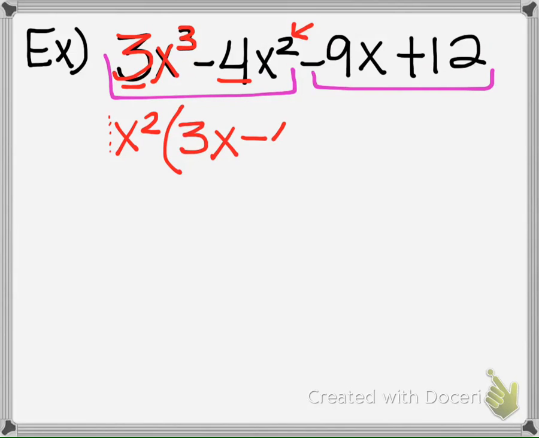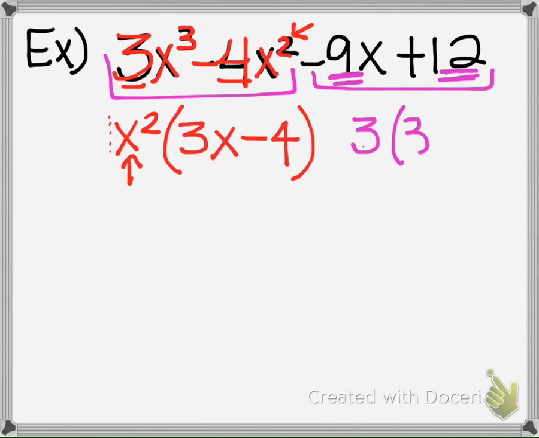X squared times negative 4 would get us the negative 4, and then it already has the x squared here. Okay, now here, what can go into 9 and 12? That's 3. And 3 times 3 is 9. And then we need the x to make this x. And then 3 times 4 gets us positive 12.